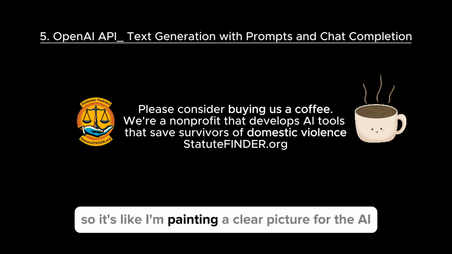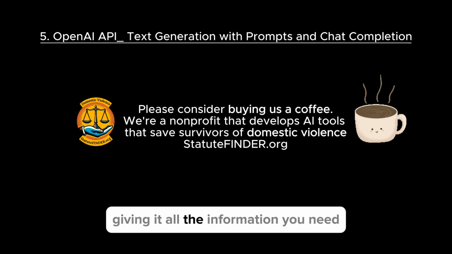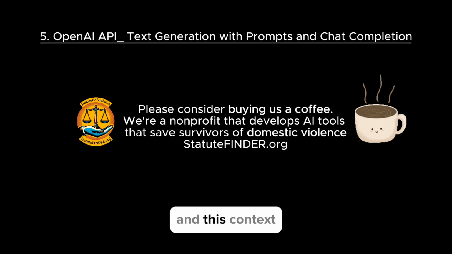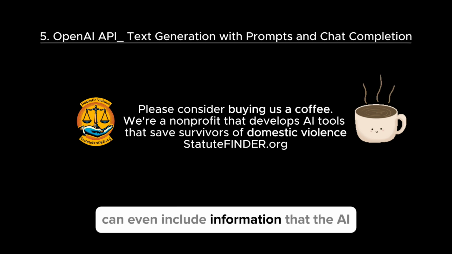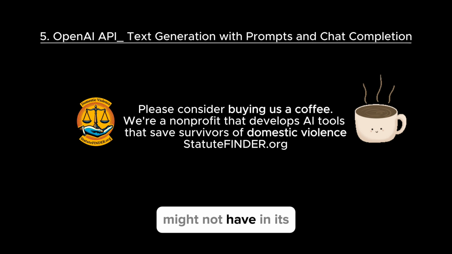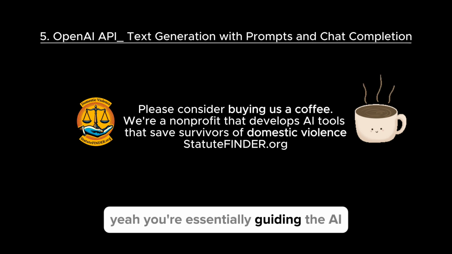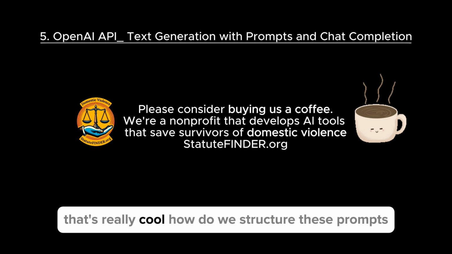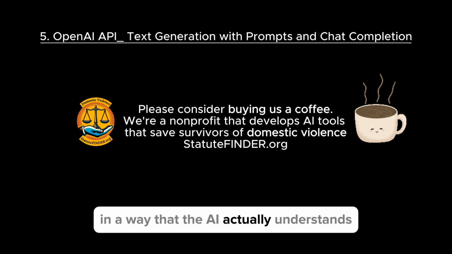Okay, so it's like I'm painting a clear picture for the AI, giving it all the information it needs to understand exactly what I want. Exactly. And this context can even include information that the AI might not have in its vast training data. Yeah. You're essentially guiding the AI to become an expert in your specific domain. That's really cool. But how do we structure these prompts in a way that the AI actually understands?